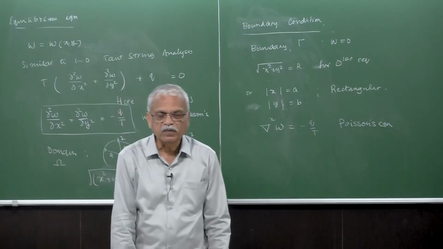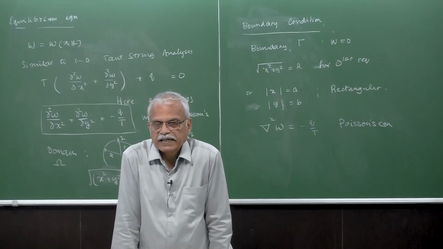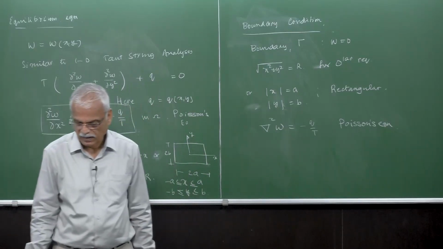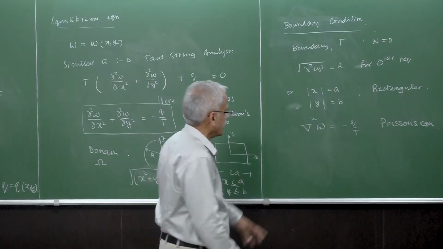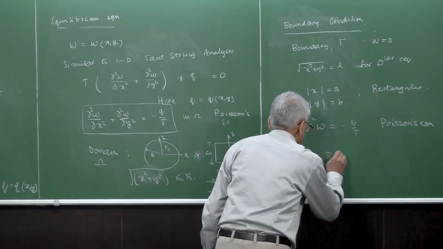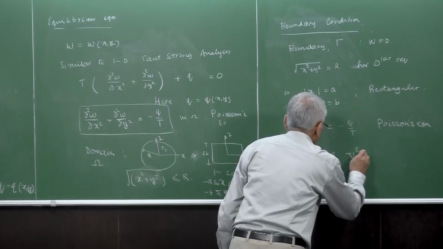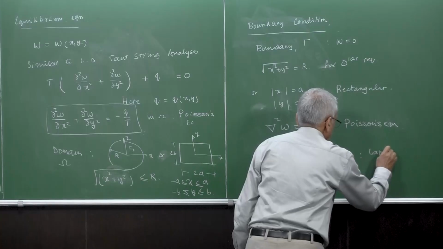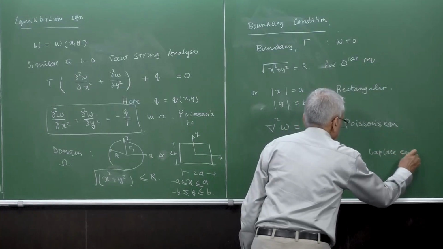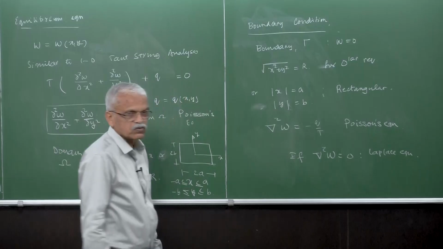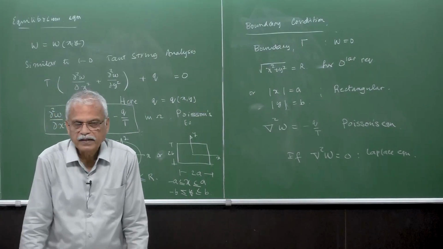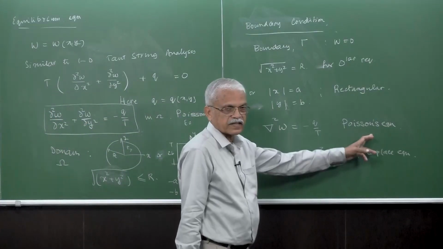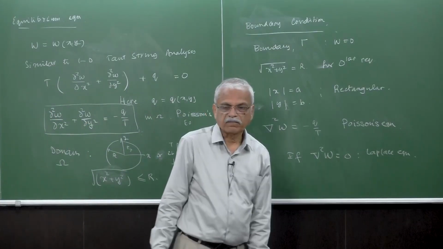It is also possible in some cases that it is equal to 0, in which case it is called a Laplace equation. Interestingly, we have many typical applications in mechanical engineering, where a particular problem falls under the class of Poisson's equation or Laplace equation.